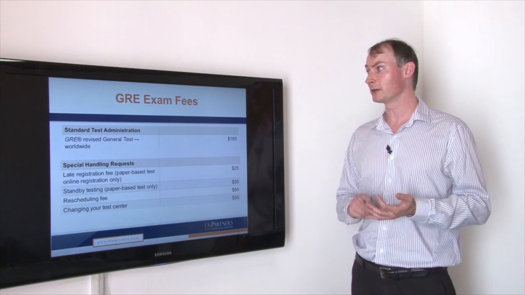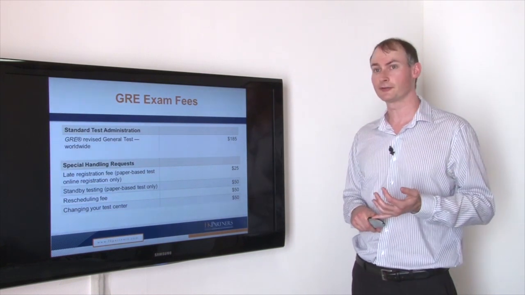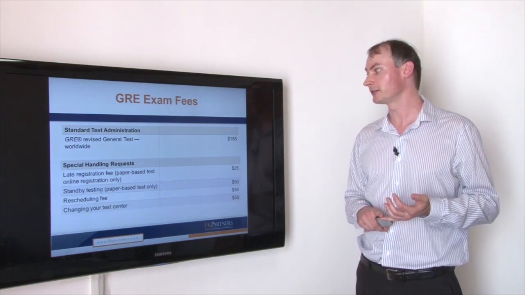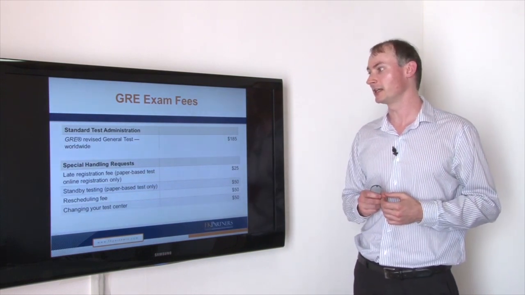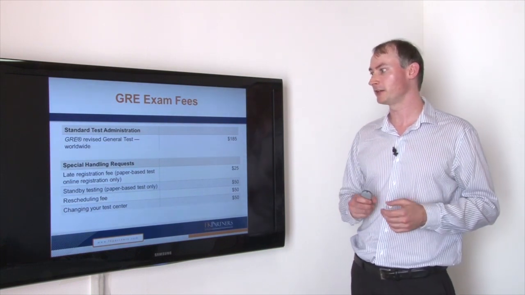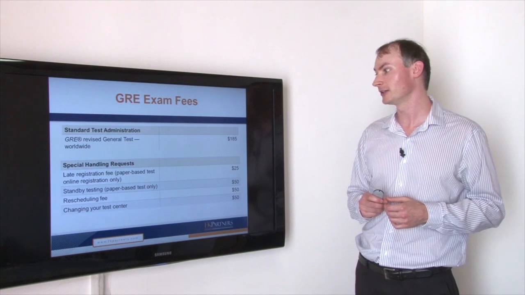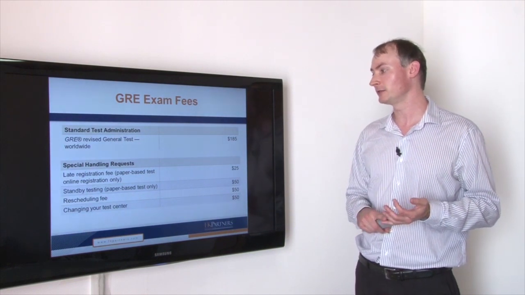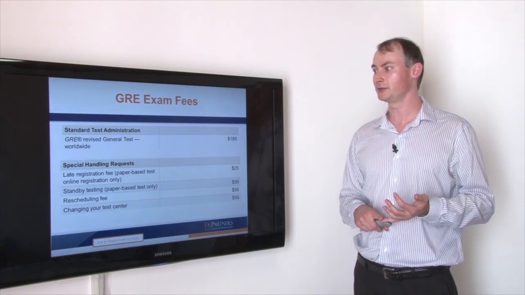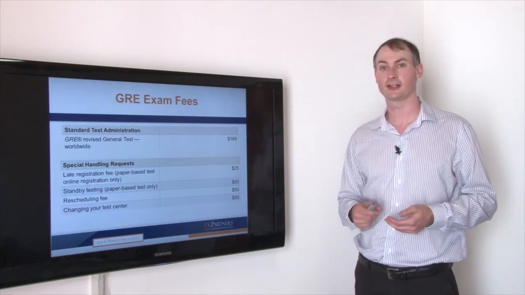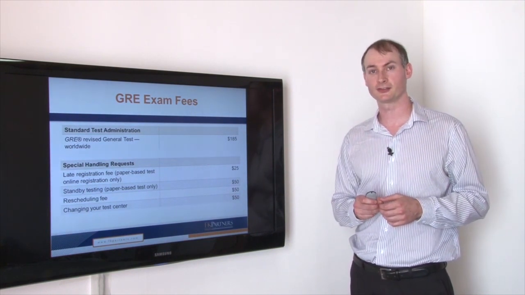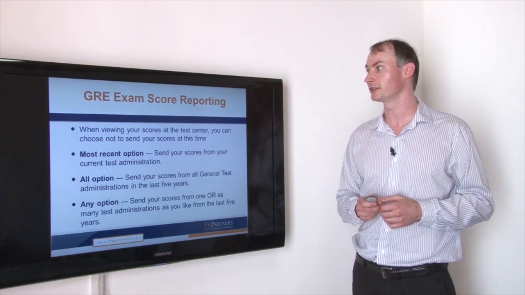Overall, when registering for this exam, you're going to have to visit the website ets.org. The fee for the GRE exam is $185. There's also a late registration fee, only for the paper-based version of the test, of $25, and a standby testing fee for paper-based testing only of $50. There's a rescheduling fee of $50 and also a fee to change your test center, again, of $50. Most students, however, will use the computer-based test when performing the GRE exam.